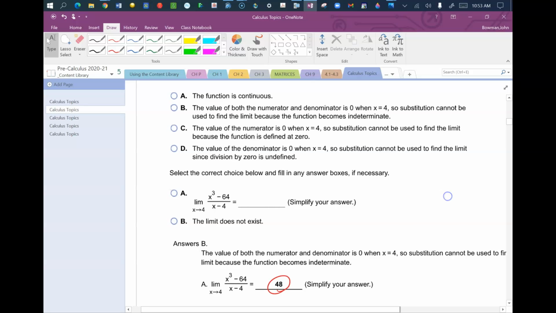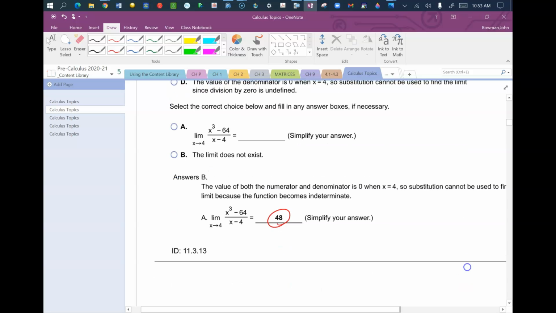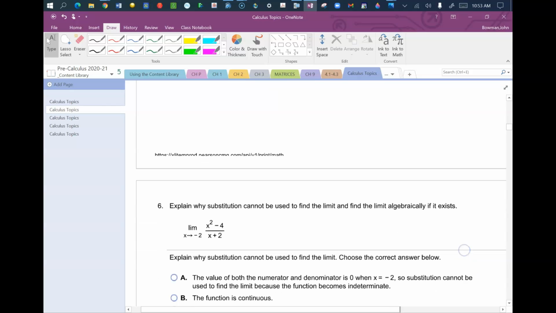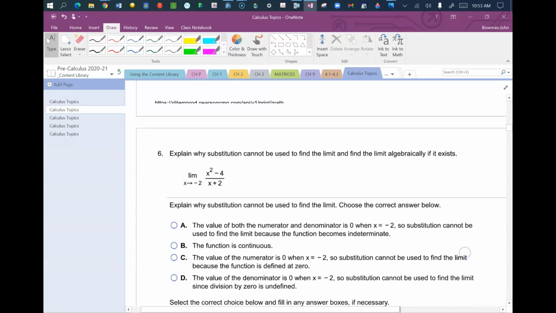So the two things we covered today is, first, try substitution. If substitution does not work, then try some algebra and try substitution again. The ones that we did were pretty straightforward. They will get more challenging than that.